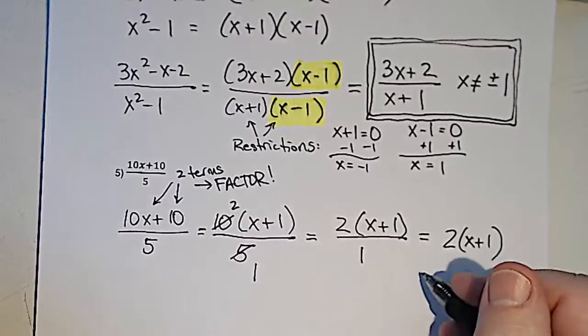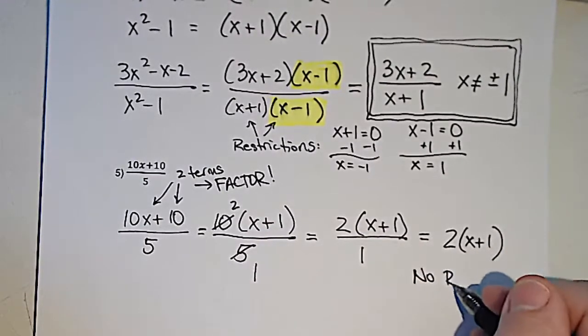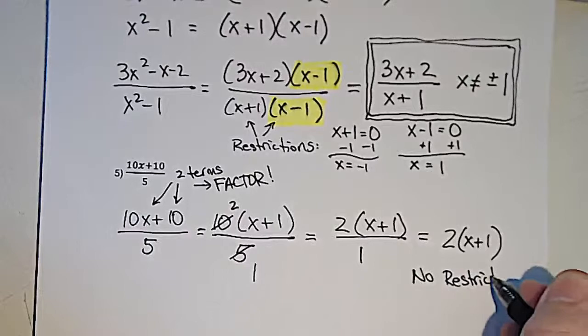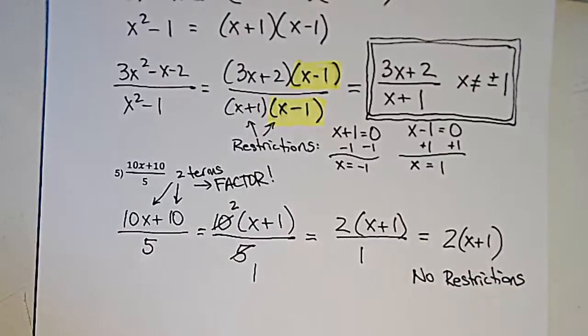Now, what are the restrictions? There are no restrictions. Why are there no restrictions on this one? Well, the only thing in the denominator was a 5. 5 can't be 0. Life is great. This is what we learned today. If anyone says, so what'd you learn at school today? Tell them 5 is not 0. They'll be very, very impressed.